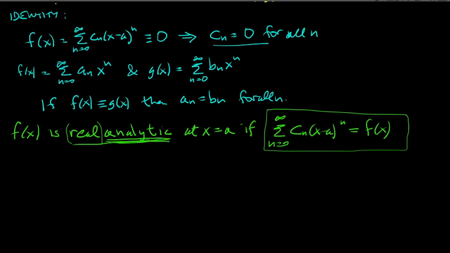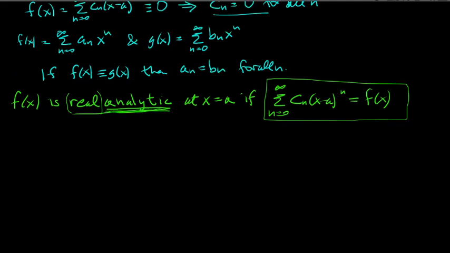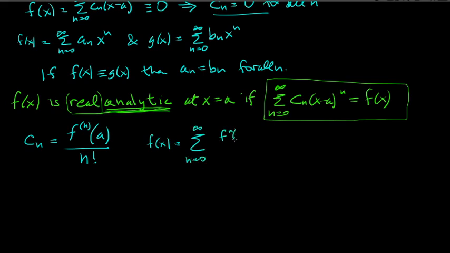Okay, and as a special case, let's look at what happens when the Cn happens to be the nth order derivative at a divided by n factorial. Then your power series will look like this. n goes from 0 to infinity, and then you have the nth derivative evaluated at a divided by n factorial times (x minus a) to the n. And this should look familiar. This is specifically called a Taylor series.